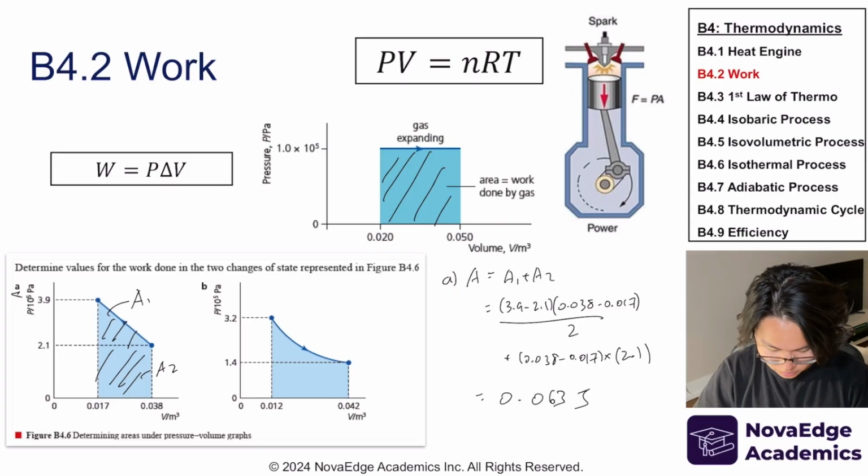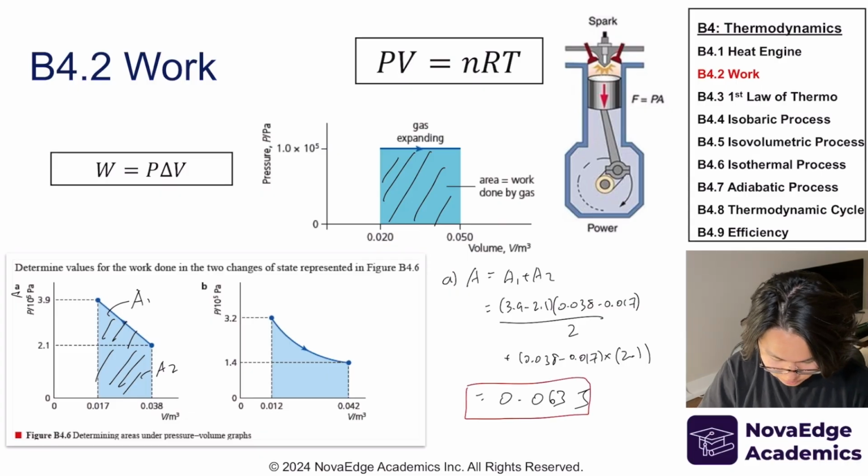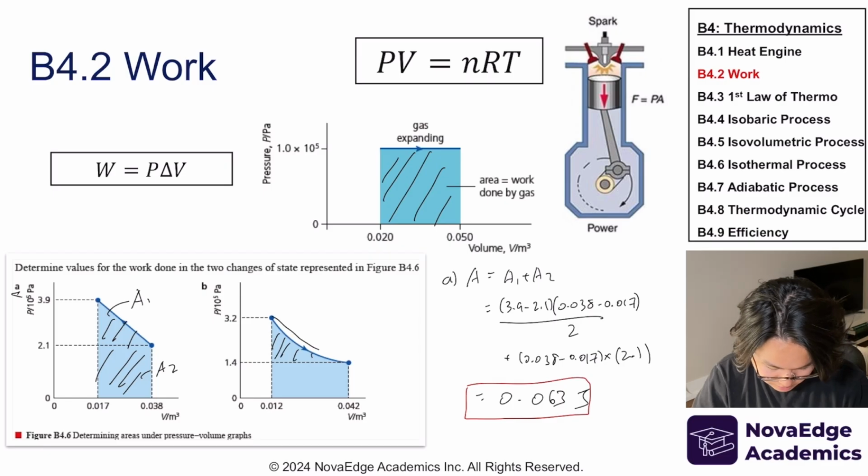0.063 joules. Hope you got the same thing. You can also do the same thing for part B where you quantify it. Now this will be an approximation because it's not exact. And one thing to note is that the work's unit is joules.